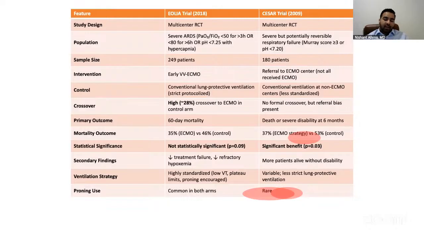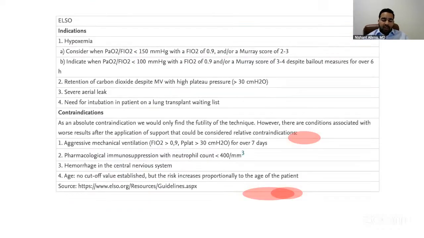But in today's age, we use ECMO for patients who qualify. So these are the indications as per ELSO. The indications for ECMO: PF of less than 150, FiO2 of 0.9, Murray score of 2 to 3, etc. The indications you can read. Contraindications, again, aggressive mechanical ventilation with FiO2 of 0.9, plateau pressure greater than 30, and all of these contraindications are not absolute, they're just relative contraindications. Hemorrhage in the CNS is an absolute contraindication. The age, again, has no cutoff value.